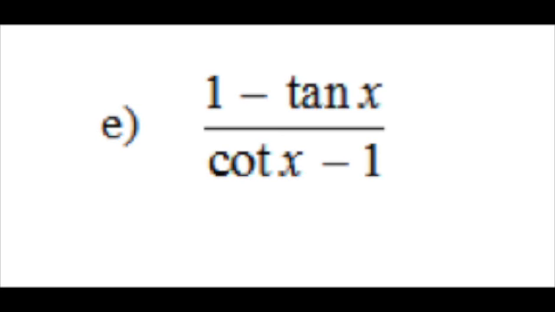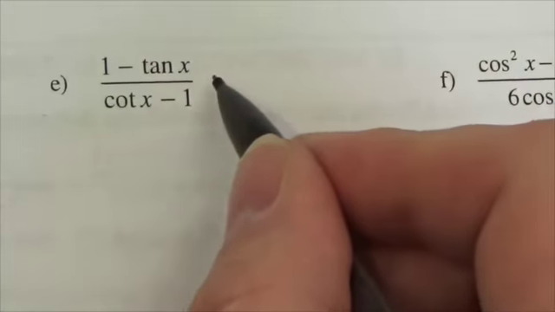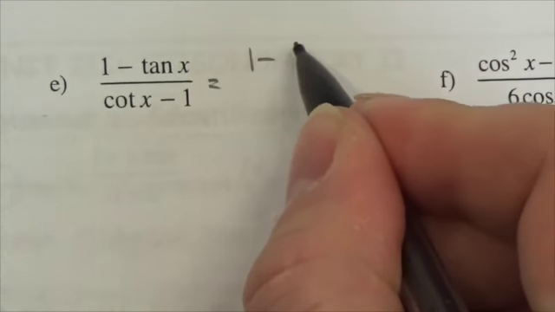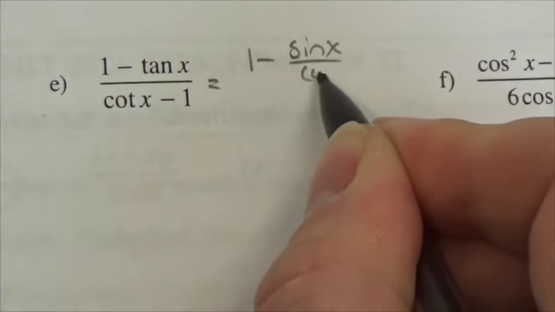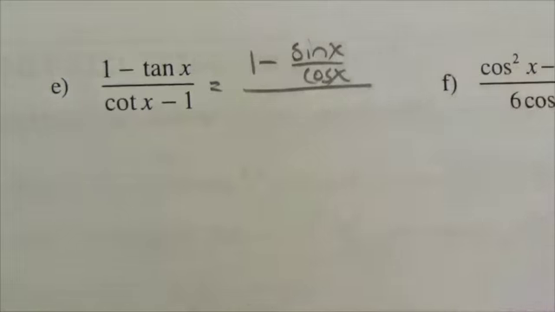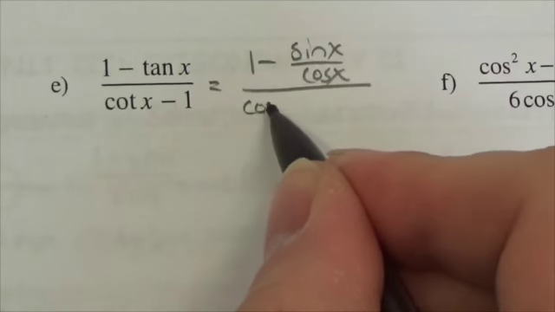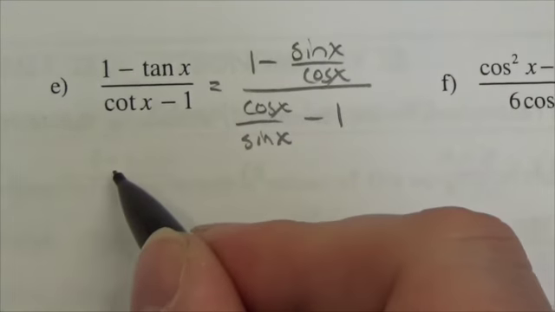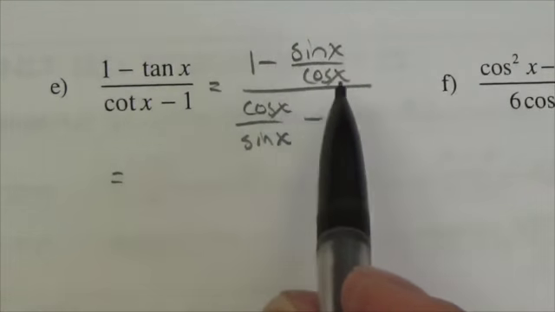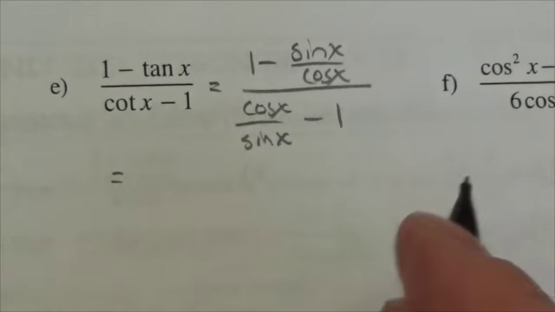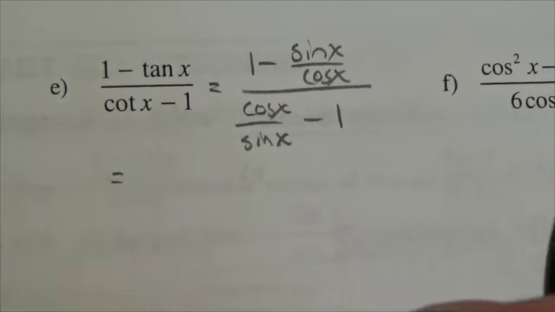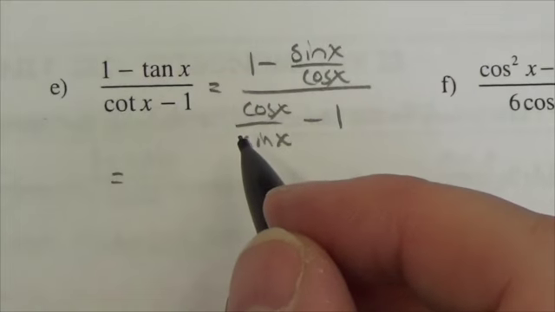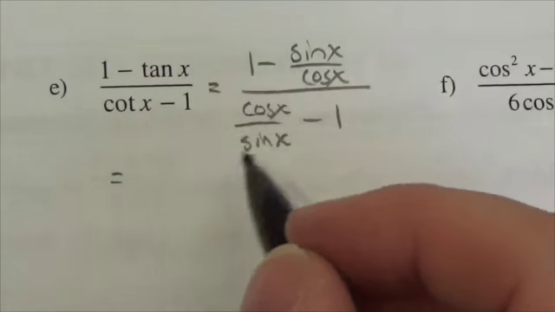1 minus the tangent of x, all divided by the cotangent of x minus 1. Okay, so for this one right here, our first job is going to be to write these in terms of sine and cosine. So tangent is sine over cos, cotangent is cos over sine. Now, come over here. I've got fractions in the numerator, fractions in the denominator here. So what I'm going to have to do here is find a common denominator.